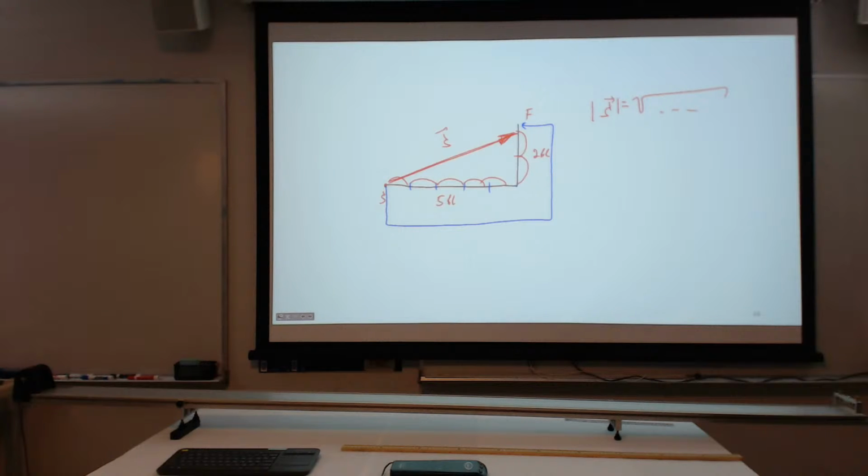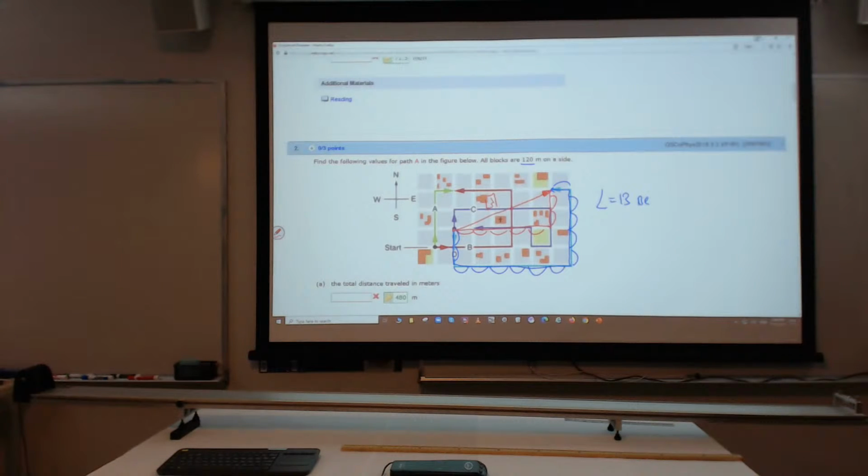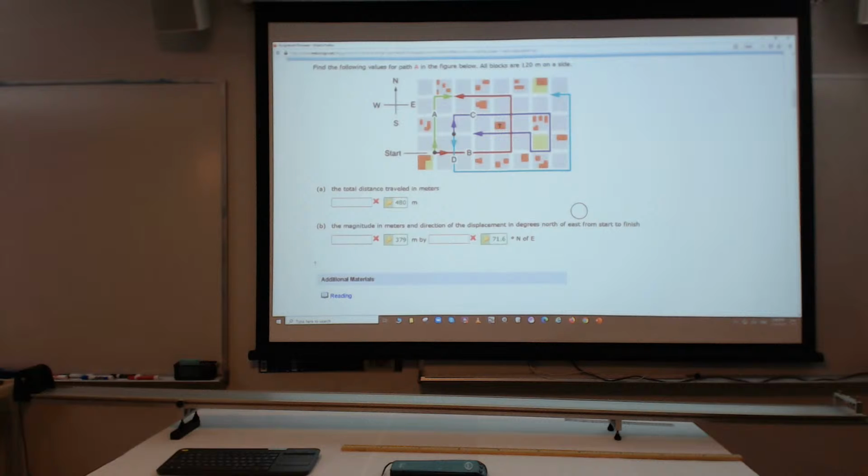And if you need to calculate the angle, first you need to know which angle you want to calculate. So I'm going to erase this. We don't need it anymore. And we need to read, because you may calculate the correct angle, but enter something different. So north of east.